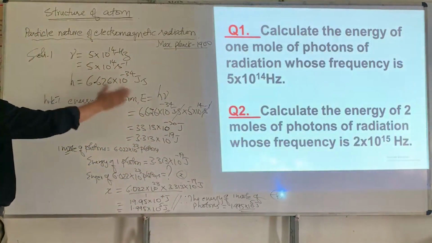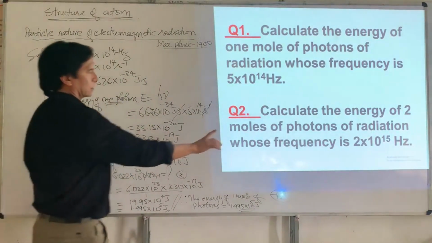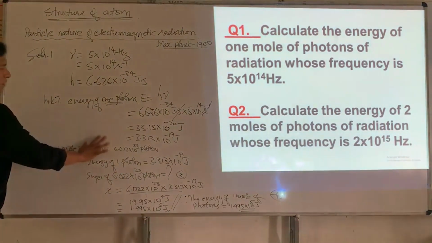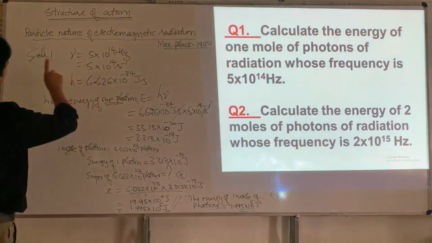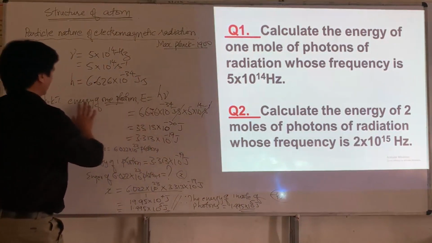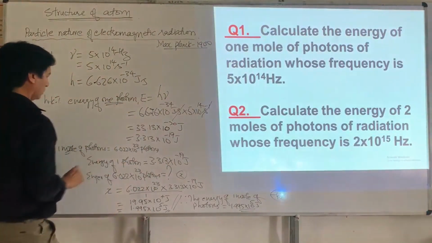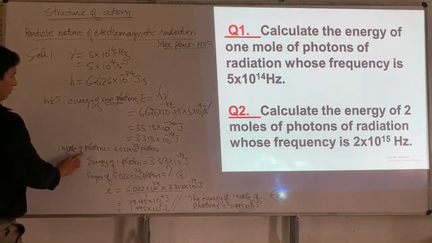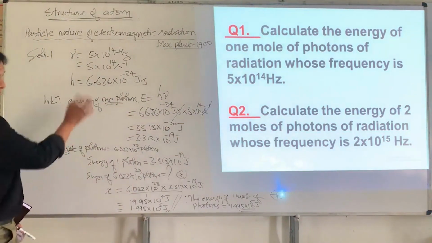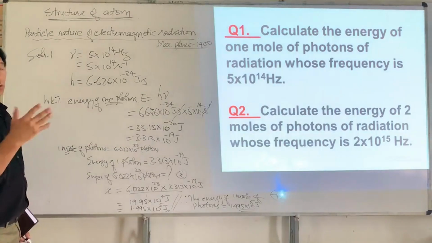Now you can work out this problem in the same way as done here. The only difference is you have to find the energy of 2 moles of photons. You can have 2 moles of photons, right? So in this case, you will first find the energy of 1 photon. You apply the same formula here, and you will get the energy of 1 photon. And now 1 mole of photons is 6.022 into 10 to the power 23 photons. After you have got the energy of 1 photon, you will now have to find the energy of 2 moles of photons.